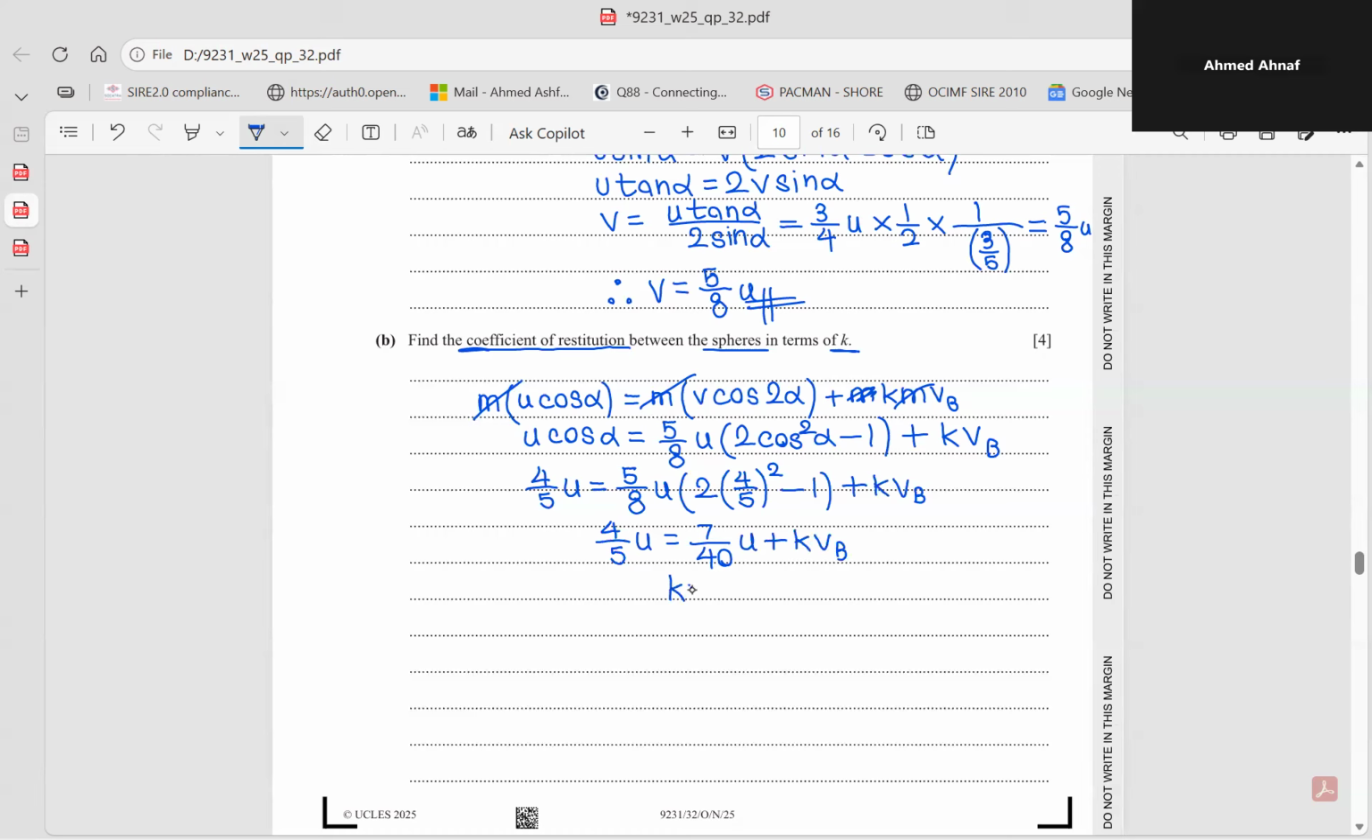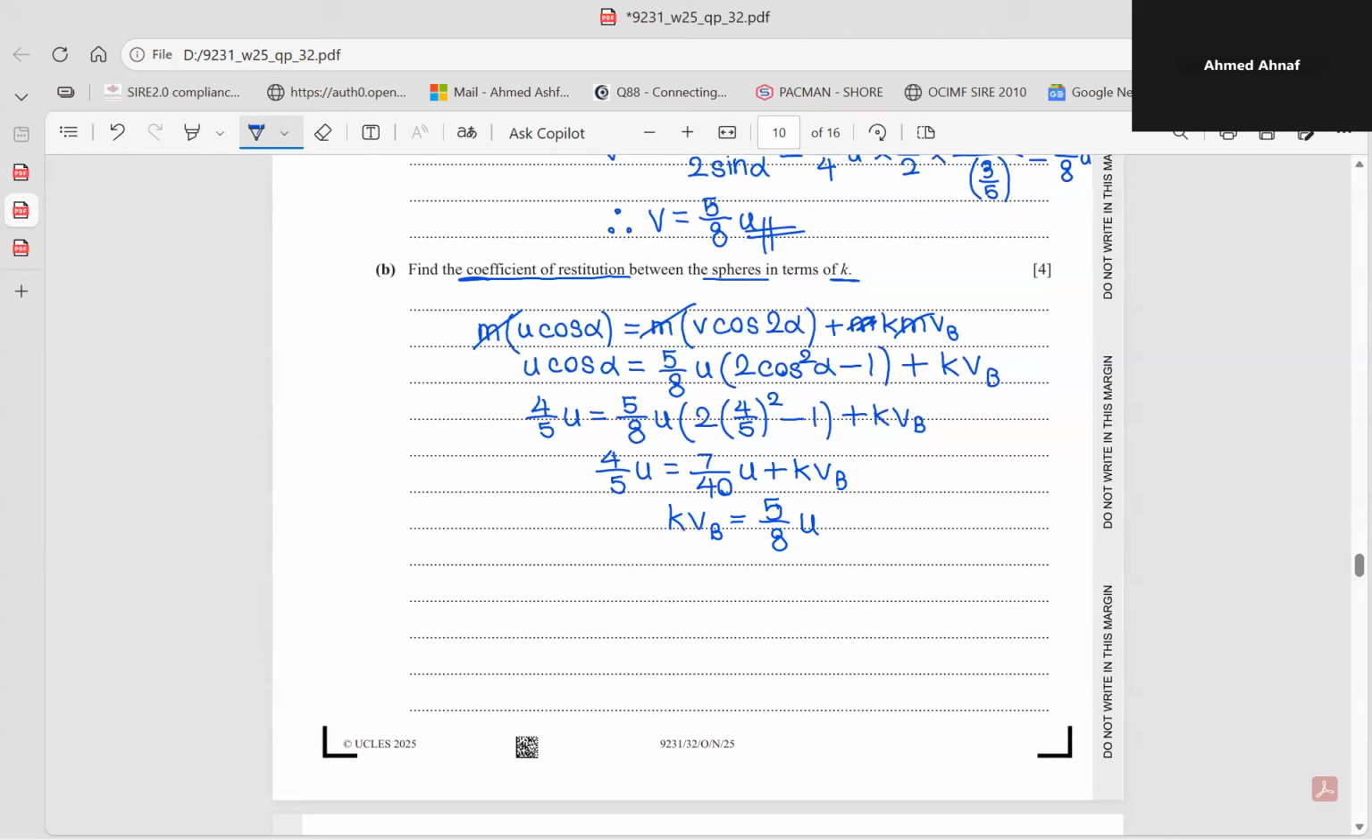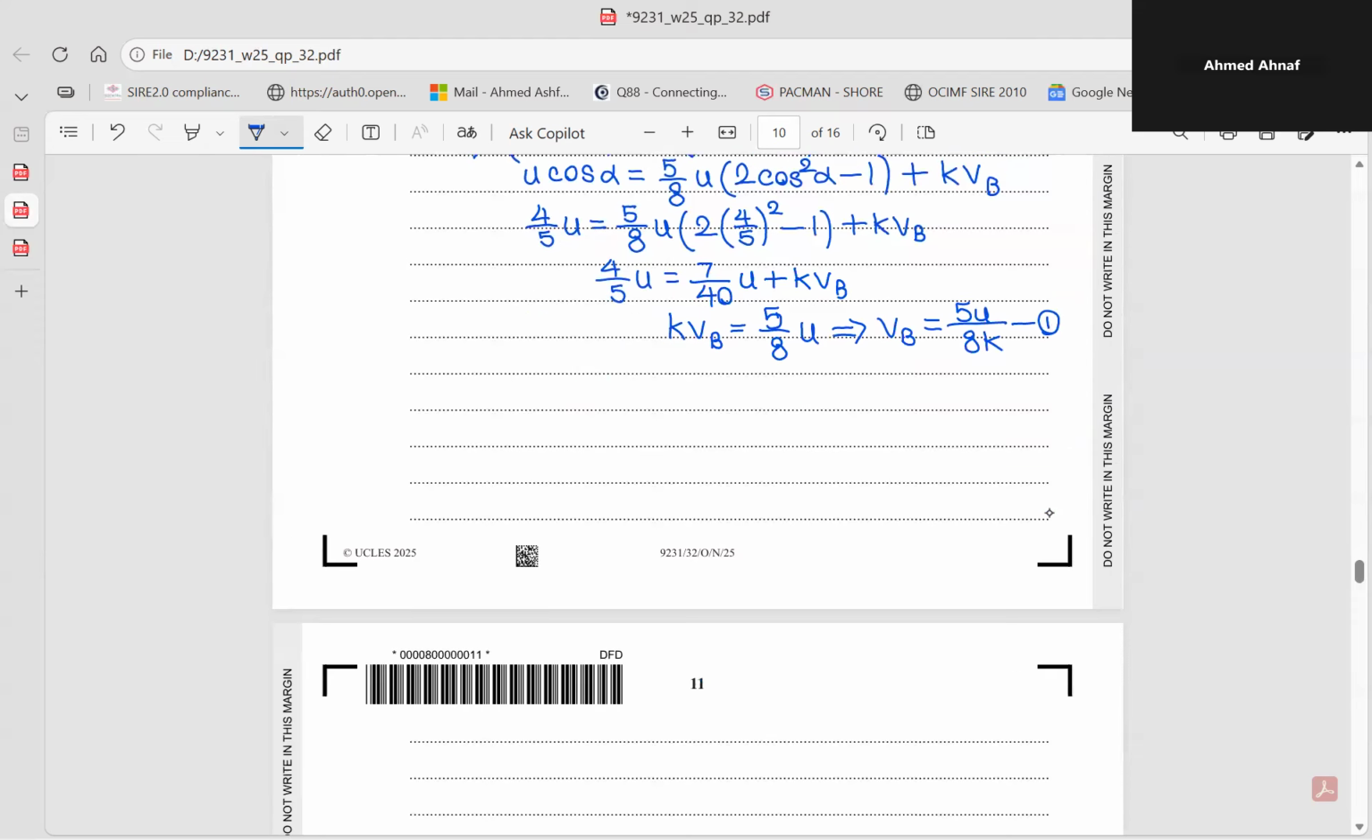So making k VB the subject, it's 4 over 5 u minus 7 over 40 u, which gives us a nice number of 5 over 8 u. So this is what k VB is. Isolating it to make VB, VB is just 5u over 8k. This is equation number one.